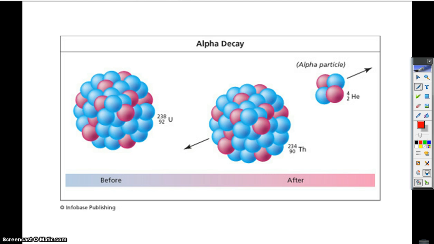And each alpha particle has 2 protons and 2 neutrons. So when it leaves, the atomic number is reduced by 2, in this case 92 to 90. The atomic mass is reduced by 4, in this case 238 to 234. So there's an alpha particle.